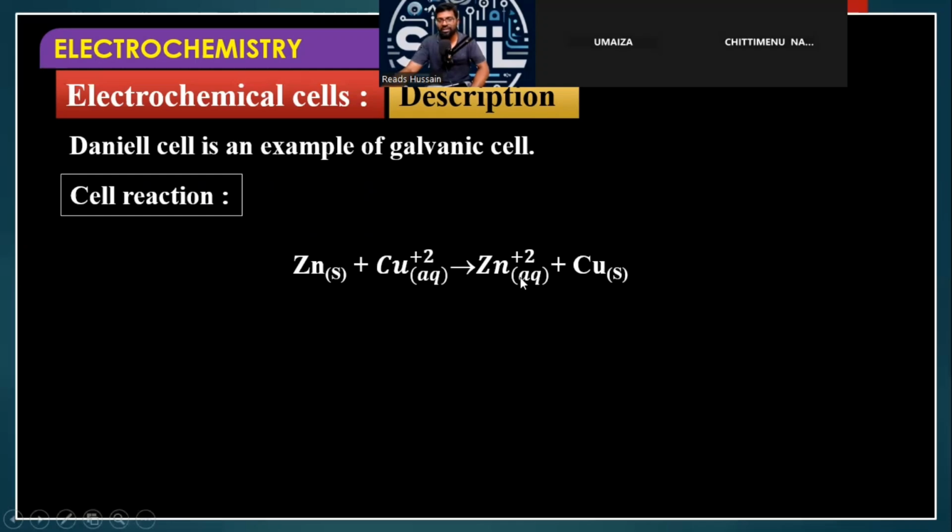But on the product side, zinc's oxidation state is plus 2, which means it changes from 0 to plus 2. That means it is oxidation. Zinc is undergoing oxidation. The oxidation state of copper is plus 2, but here it is 0. So plus 2 to 0 means copper is undergoing reduction.